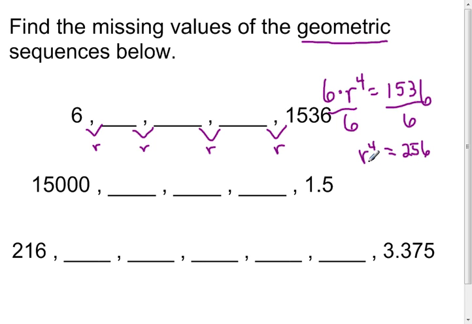So this is the rate to the 4th power. It's 256. So to undo the 4th power, there's a couple ways to do it. You can do the 4th root. The other way is you can do it to the 1/4 power.